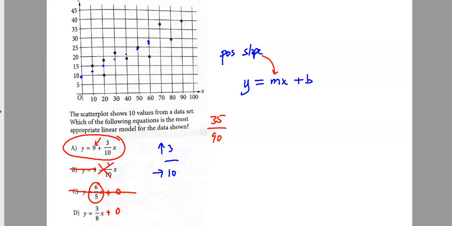27 would be here. 30, 33. I think that looks pretty legit. I think that's a pretty good line. So I'm going to go with it.